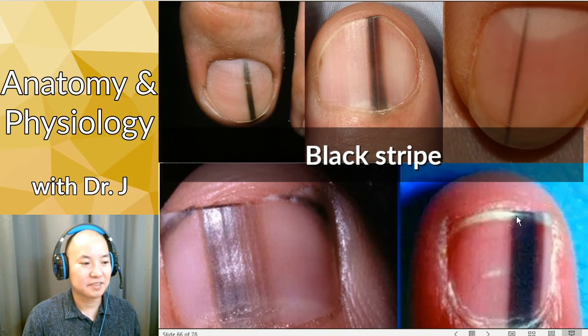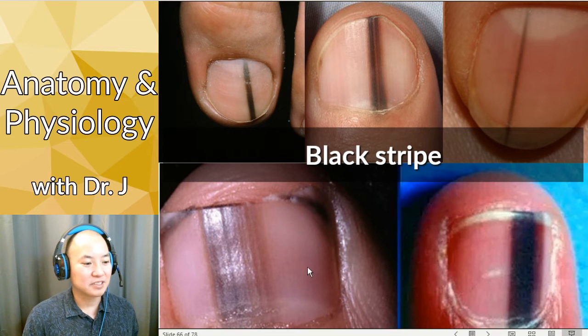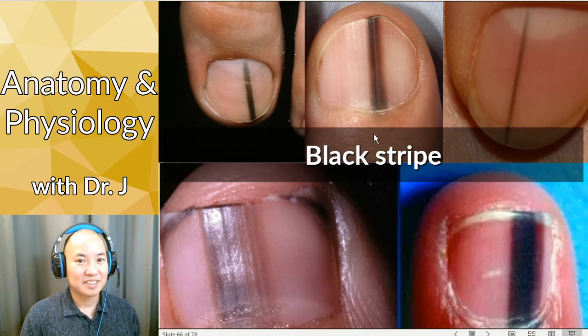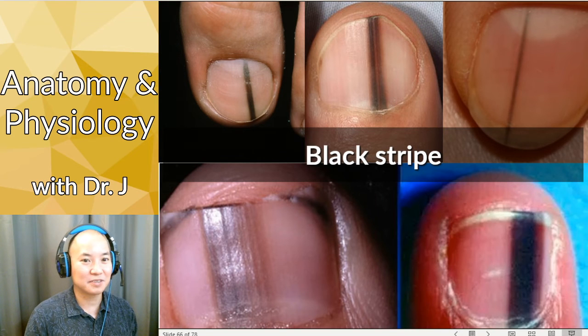Now, what do we have here? Notice that there's a black stripe, but pay attention to the direction. These stripes are running parallel to the direction of growth. Remember that the nails start at the root and the cells are pushed this way. So something over here is causing a dark color and it's being pushed along. When you see this black stripe, it could be something called subungual melanoma. It's not a melanoma that you can see like a regular mole, but this melanoma is hanging out somewhere near the nail root, secreting melanins.